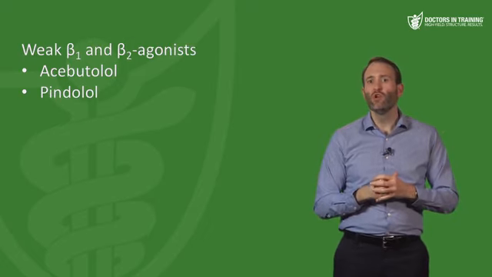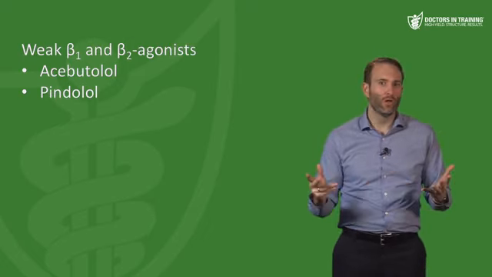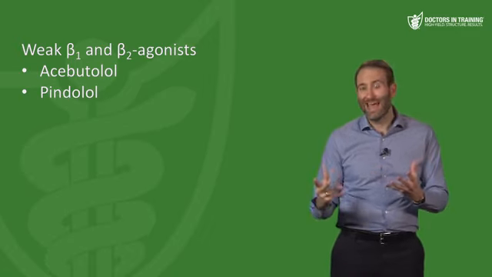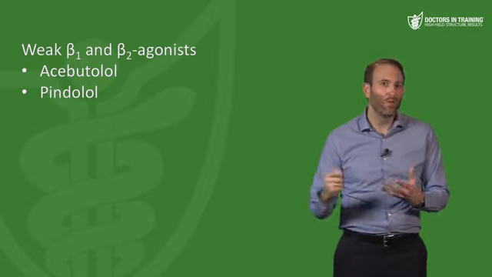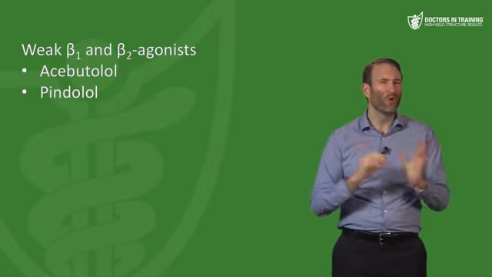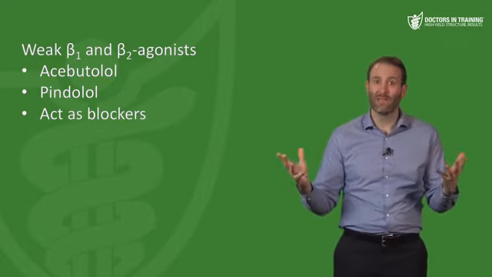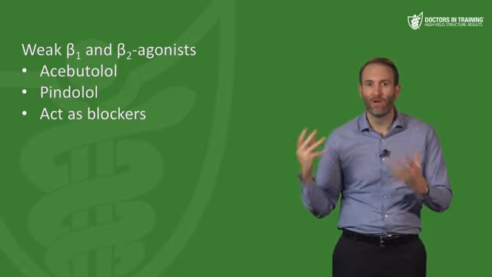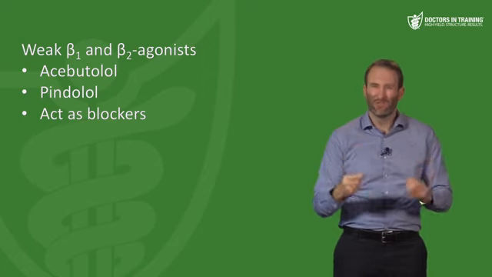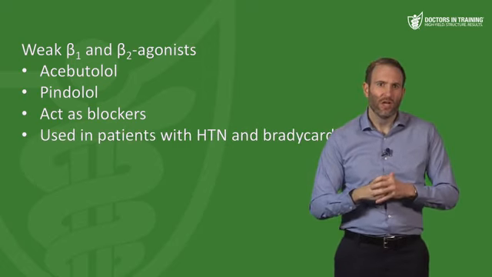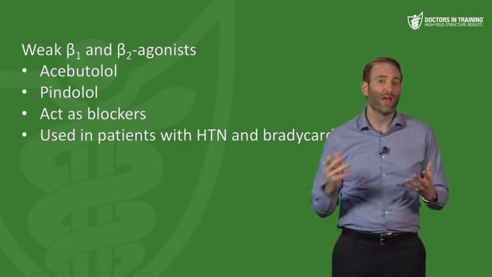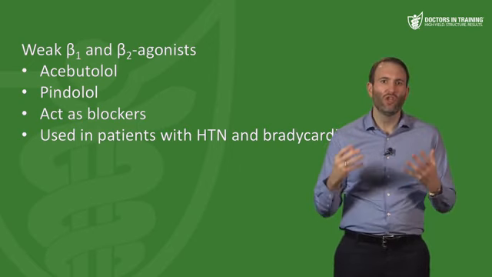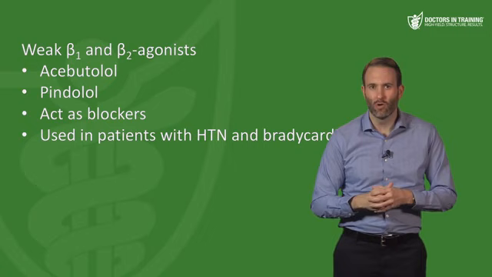Now, there are two unusual beta blockers. They're called acebutolol and pindolol. They are actually very weak agonists. They're not technically blockers at the beta-1 and the beta-2, but because they are so weak, clinically they actually act as blockers because they're blocking the much more potent effect that norepinephrine would have on those same receptors. So it's just kind of getting in the way. Now, you would consider using these in patients with hypertension that maybe also have problems with bradycardia. So these don't actually cause much of a decrease in heart rate.